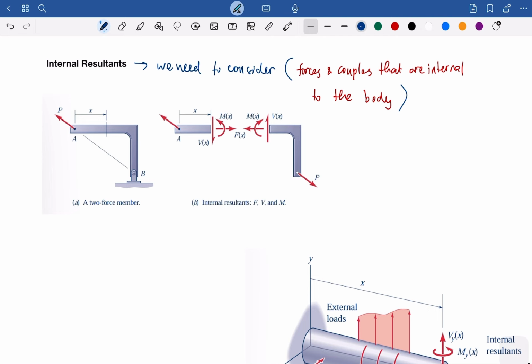And of course, another internal resultant. So another name for this one is the method of sections. I don't want you to memorize it, but this is what is called the method of sections.